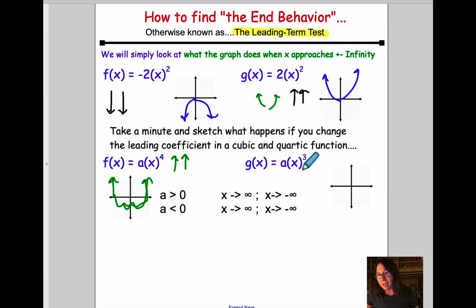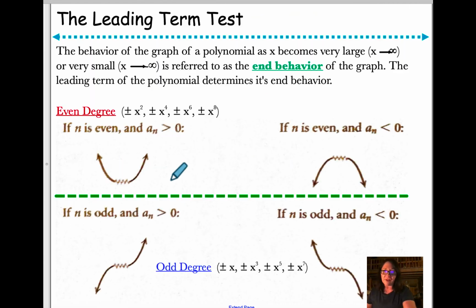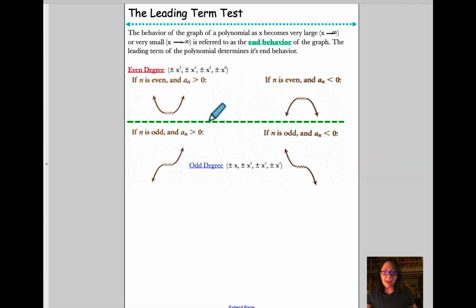Now, for a cubic, right arm up. For a cubic, if it's positive, it looks something like this. So if I were to write my end behavior, I would write right arm up, left arm down. And that's only, it's not asking you what's happening in the middle. They don't care. This is called the end behavior. They only want to know what's happening on the ends.